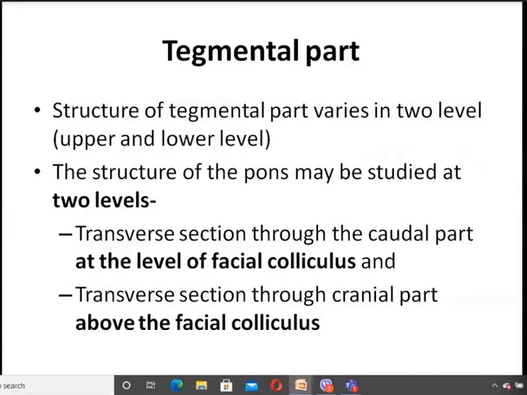Move on to the tegmental part or the posterior one. The structure of the tegmental part varies in the two levels, the upper one and the lower one. That is why the tegmental part or the structure of the pons may be studied at two levels. They are the transverse section through the caudal part at the level of the facial colliculus, very important, and the transverse section through the cranial part above the facial colliculus. So the demarcation is the facial colliculus.